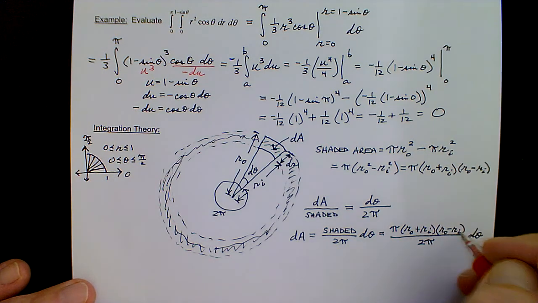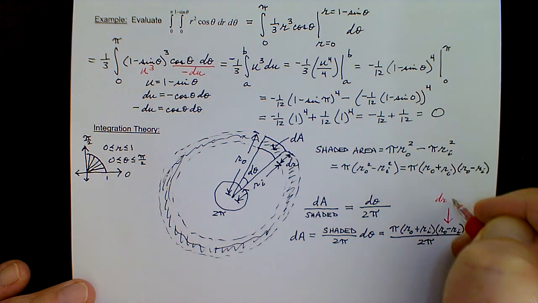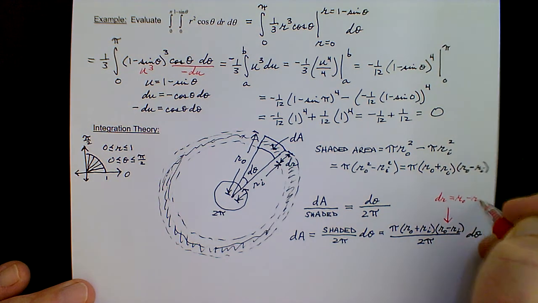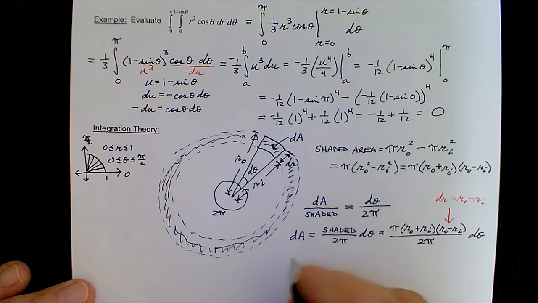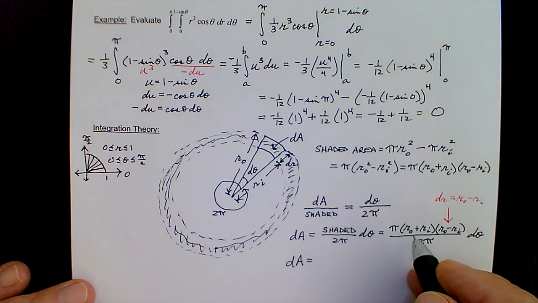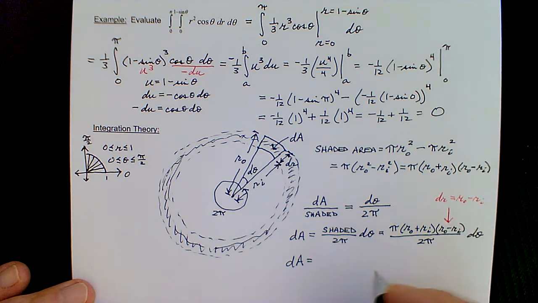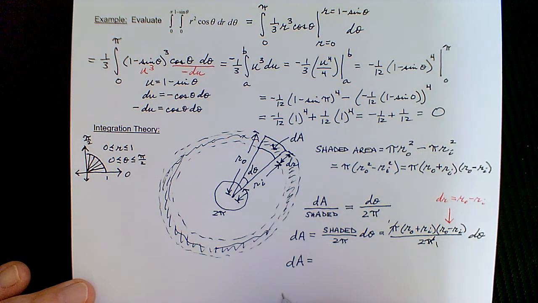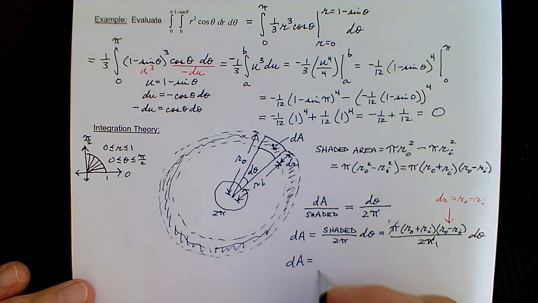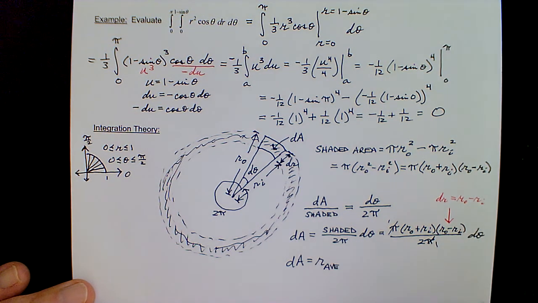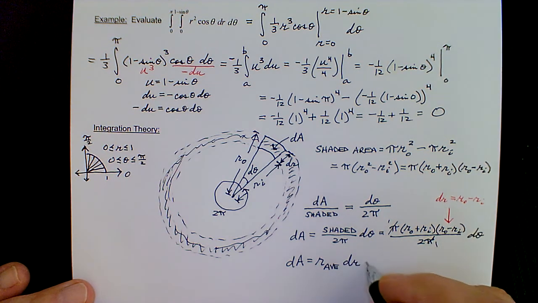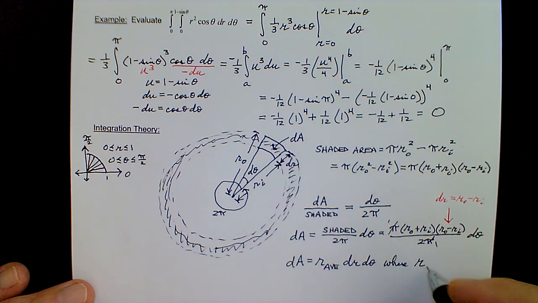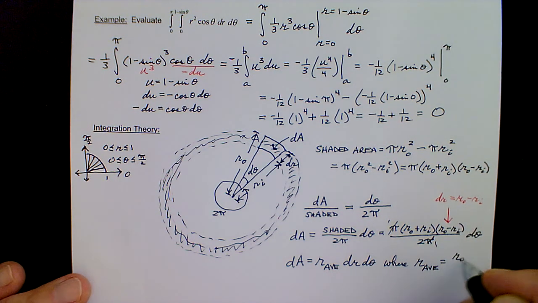But this r sub o minus r sub I, that's actually the differential dr, because we defined it here to be the outer radius minus the inner radius. And then we do one more thing. We're going to call r sub o plus r sub I over 2 the average. And notice that the pi's are going to cancel. So we get our average, r sub o plus r sub I over 2, times dr d theta. So this is where our average is the outer plus the inner radius divided by 2.